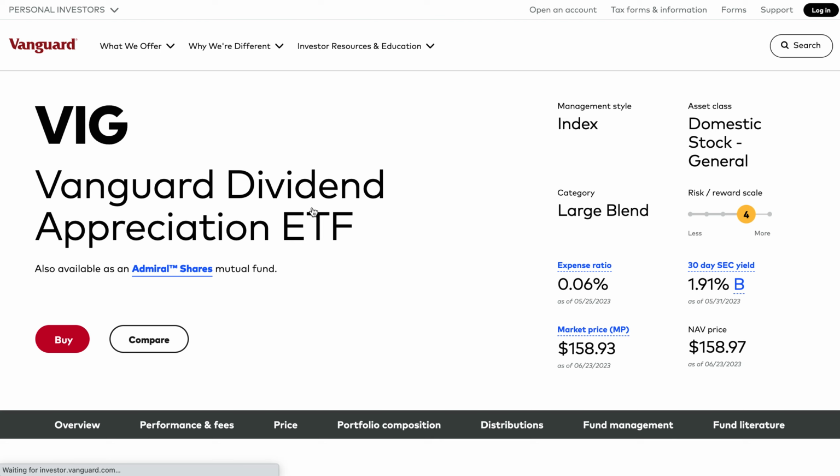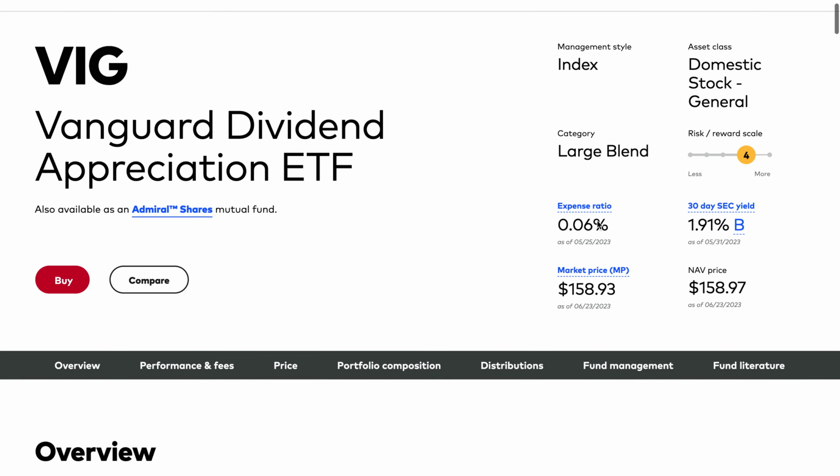Dividend Appreciation ETF. So the Vanguard Dividend Appreciation ETF, and I'm going to run through this a little bit quicker, trades under the ticker symbol VIG. It has a risk reward scale on the higher end at 4. It's a category of large blend equities. It invests in stocks. The expense ratio is double that of VFV at 0.06%, but still super, super low here. The yield here is a little bit higher at 1.91%.